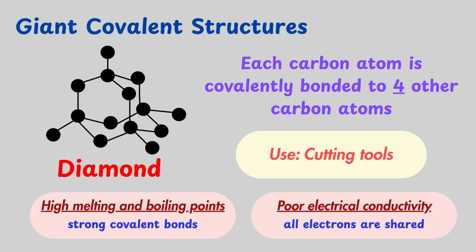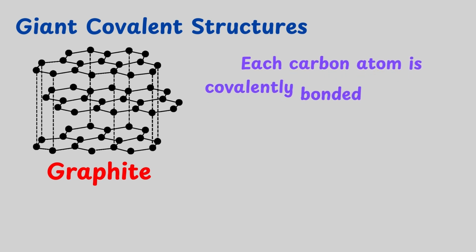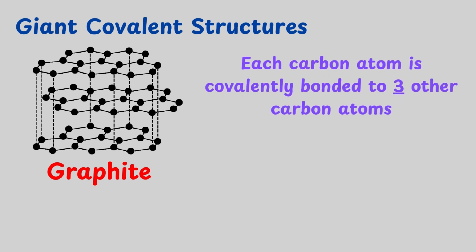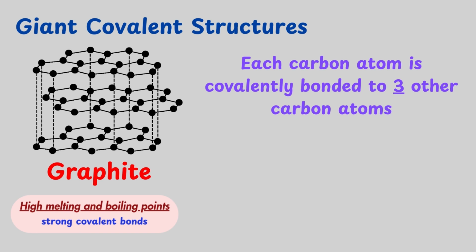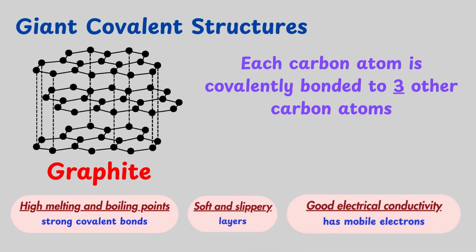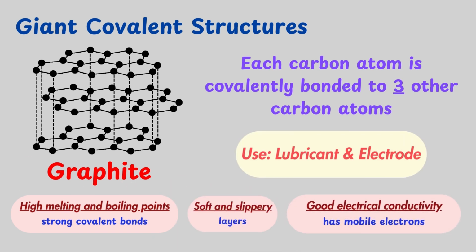This is graphite. In graphite, each carbon atom is covalently bonded to three other carbon atoms, forming a hexagon shape. Graphite has a high melting and boiling point due to strong covalent bonds. It is soft and slippery due to the presence of layers, and has good electrical conductivity because of mobile electrons. Therefore, graphite can be used as a lubricant due to the layers, and as an electrode due to its good electrical conductivity.